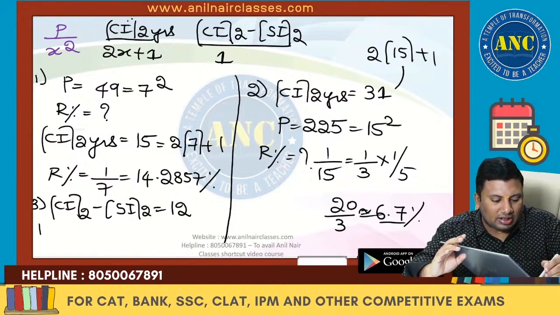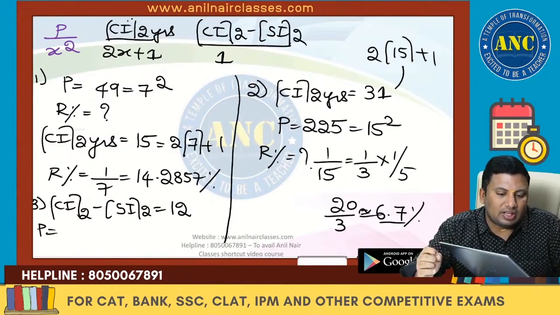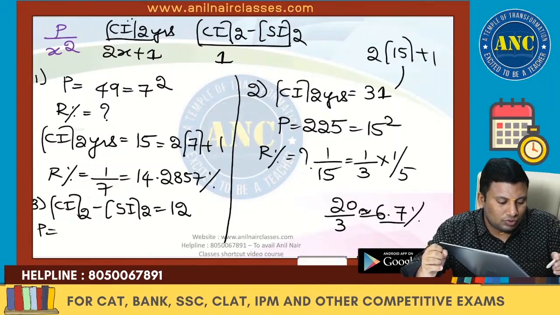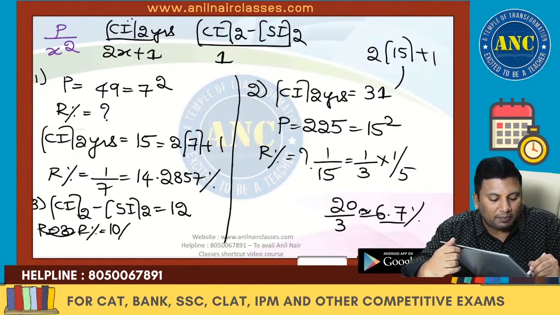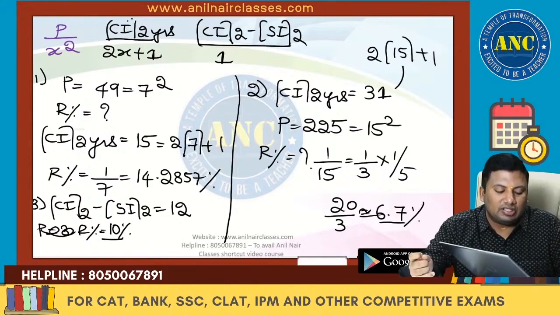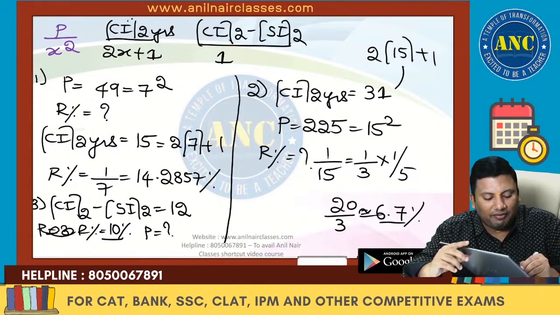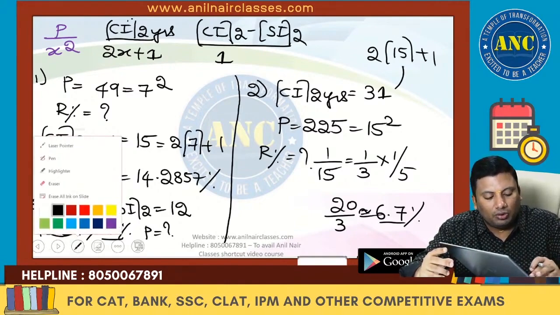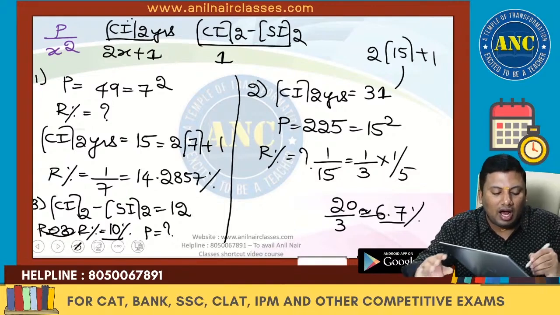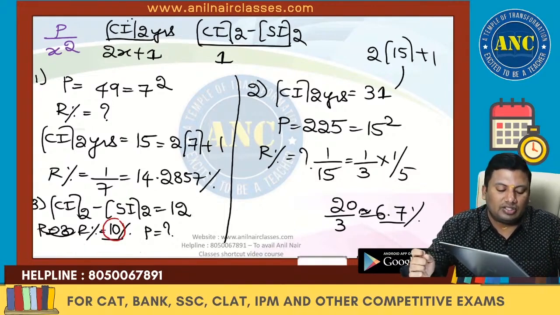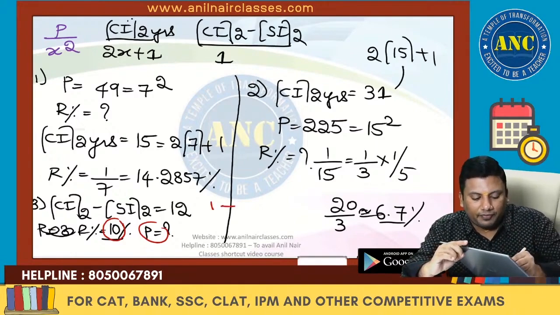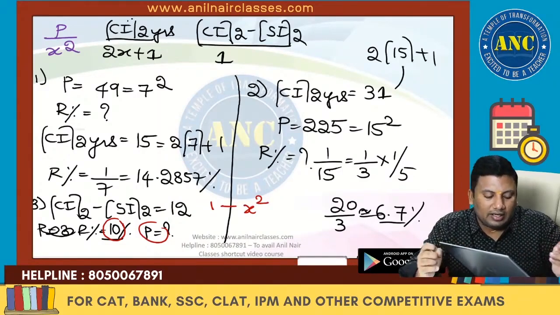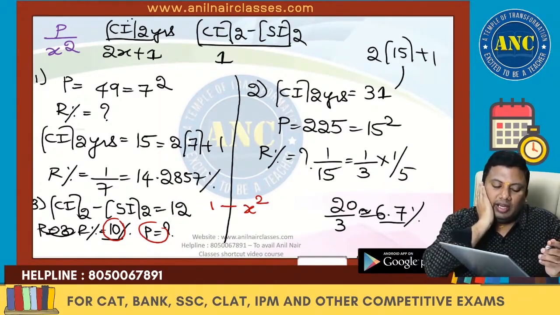Now P is nothing but, for example, R percentage is nothing but 10 percentage. Find the principal. CI for 2 minus SI for 2 is 12. R is nothing but 10 percentage. Principal is how much? If it is 1, this will be x square.